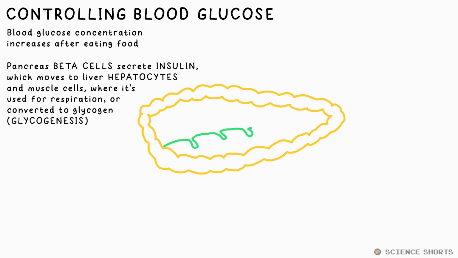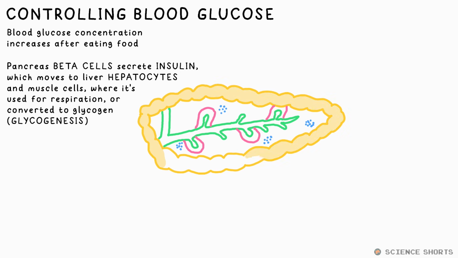After eating food, blood glucose levels rise. This causes beta cells in the pancreas to secrete insulin, which moves to hepatocytes in the liver and muscle cells. Transport proteins fuse with the cell membrane, causing glucose to move into the cells, where it's used for respiration, or converted into glycogen. This is glycogenesis. It also inhibits alpha cells, which are involved in the opposite process.